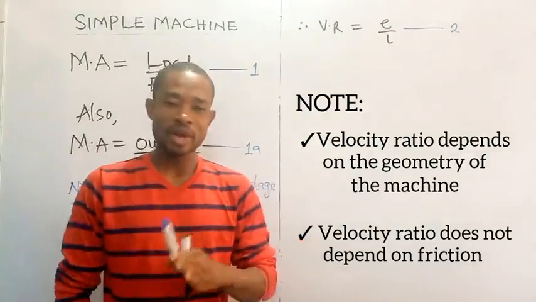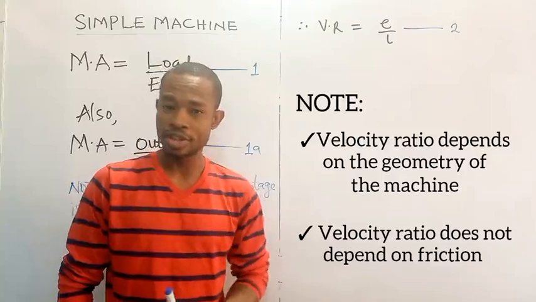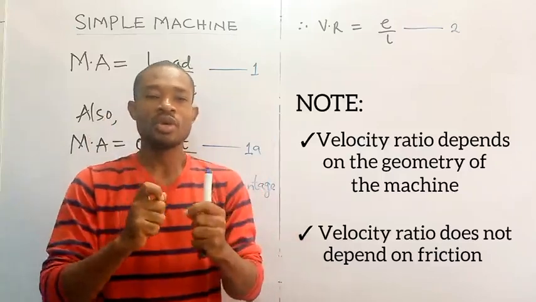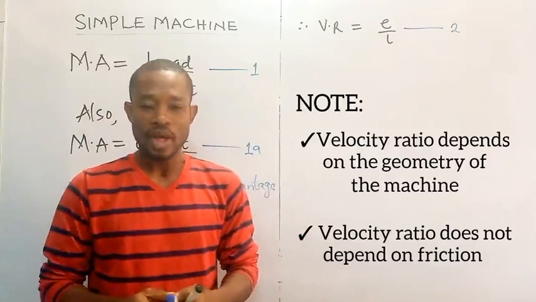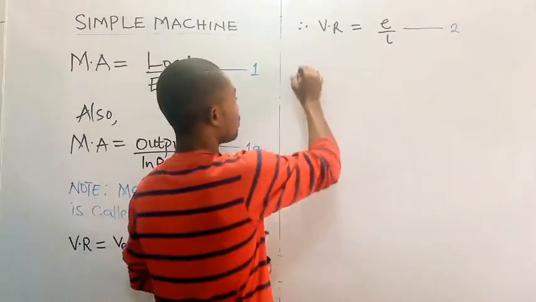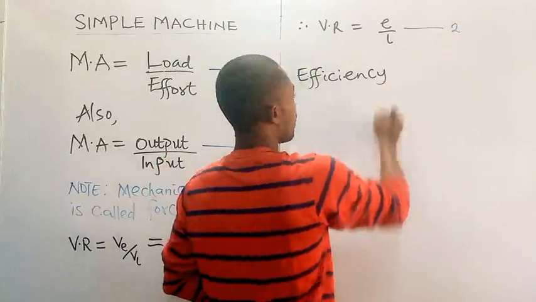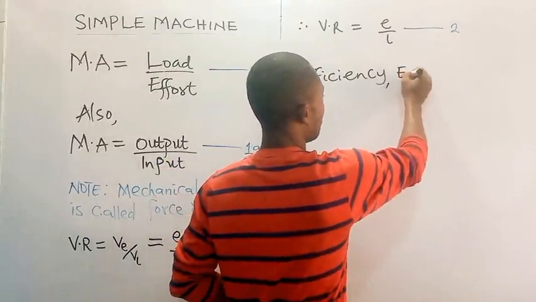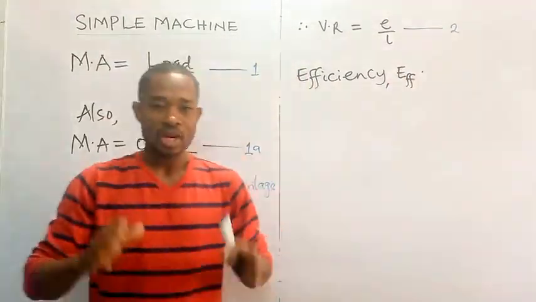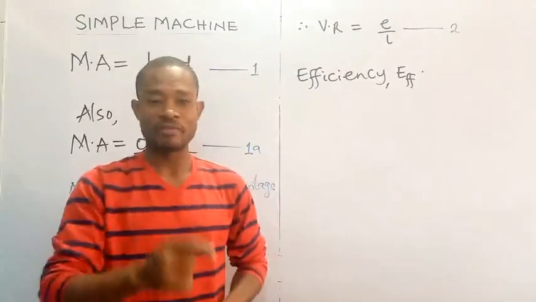Alright, we have explained the concept of velocity ratio. We're now moving on to the last important point or terms when studying simple machine. And here we are going to talk about efficiency. Efficiency of a machine. I am going to use EFF for it, okay? And quickly, without wasting time, we're going to define the efficiency of a machine.